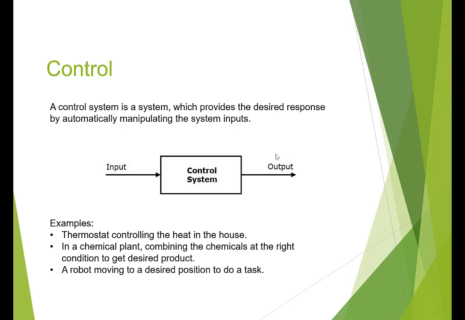There are examples in industry, in plants, a lot in chemical plants for instance: how to combine different chemicals and heat them at what temperature in order to get the desired product. This is control. In robotics, how do you control the joint inputs? How do you play with the joint variables in order to get the desired end effector position? That is control, and that's what we're going to talk about in the next videos on the topic of robot control.